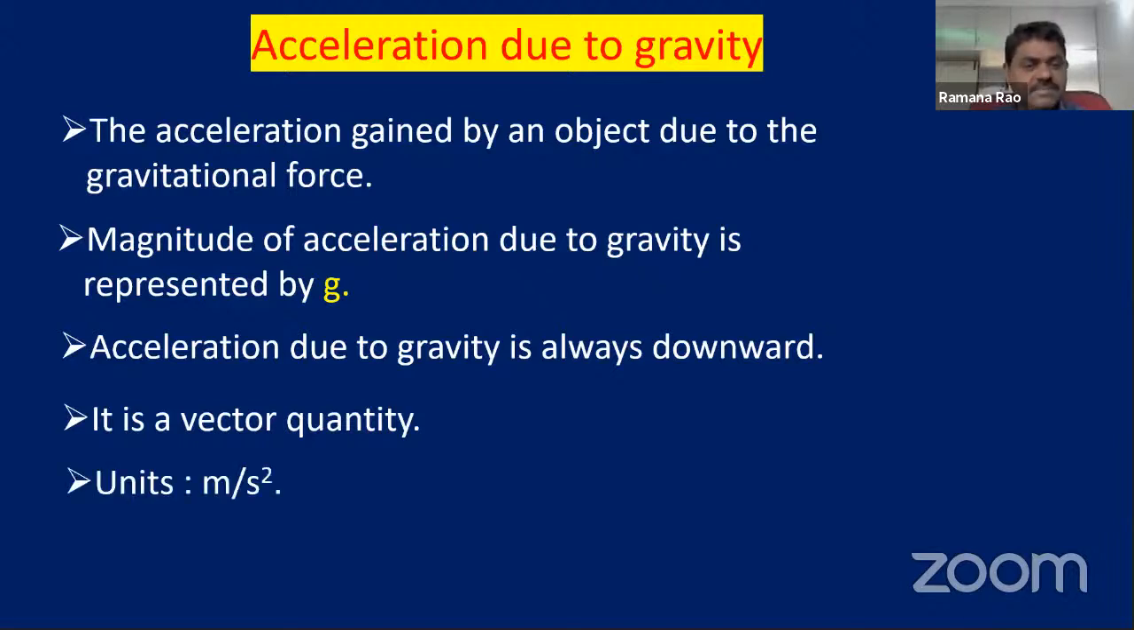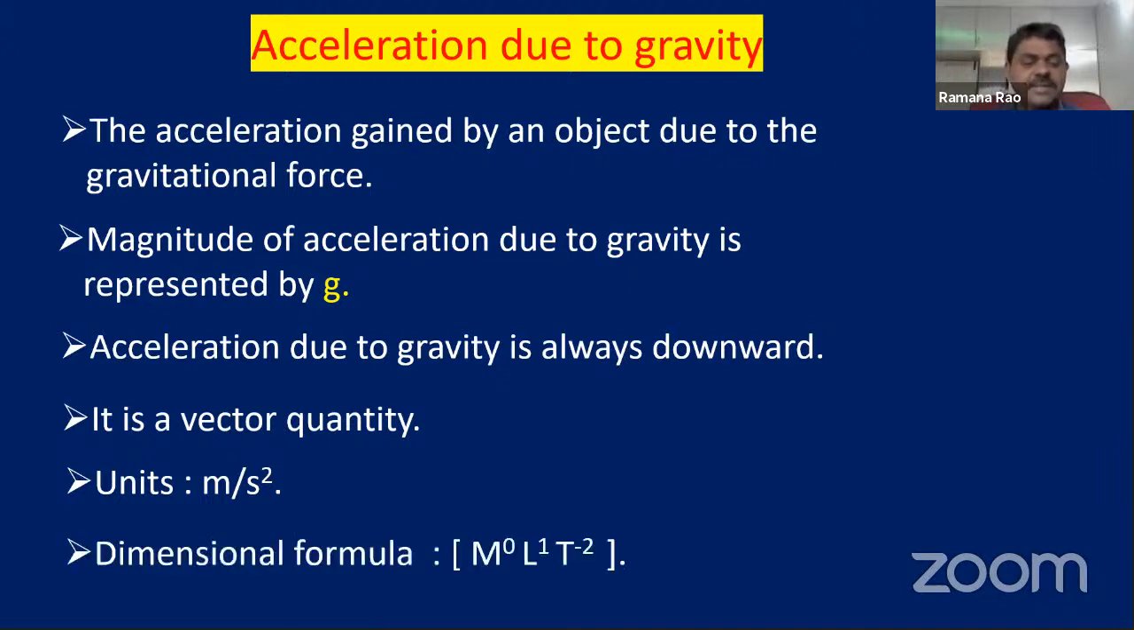And units: already you know acceleration units are meter per second square. So acceleration due to gravity is also meter per second square. The dimension formula is the same as that of acceleration, M0 L1 T minus 2. So these are the key points about acceleration due to gravity, very important points: definition, representation, which direction it is going to act, and which type of quantity it is, whether it is a vector or a scalar. It is a vector quantity, and its units and dimensions.